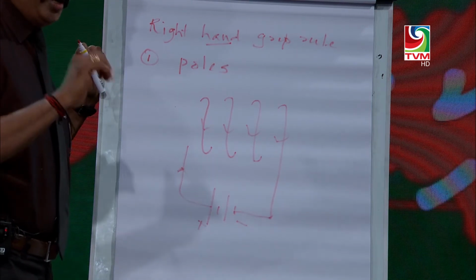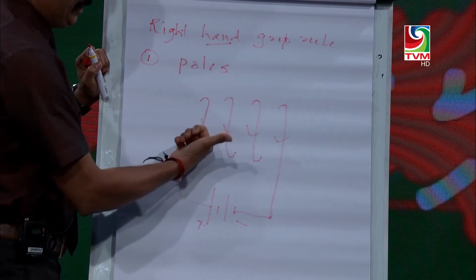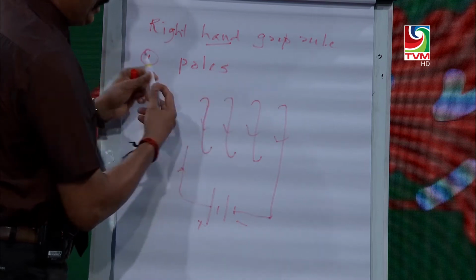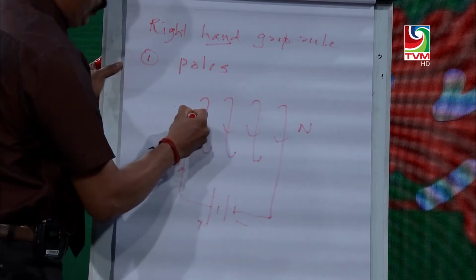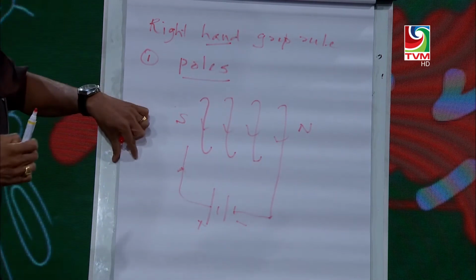Imagine gripping the solenoid by using your right hand in such a way that the curled fingers point in the conventional current direction, then the thumb gives the north pole. In this situation, here is north, here is south. This is one of the applications of the right-hand grip rule, which is used to find the poles.